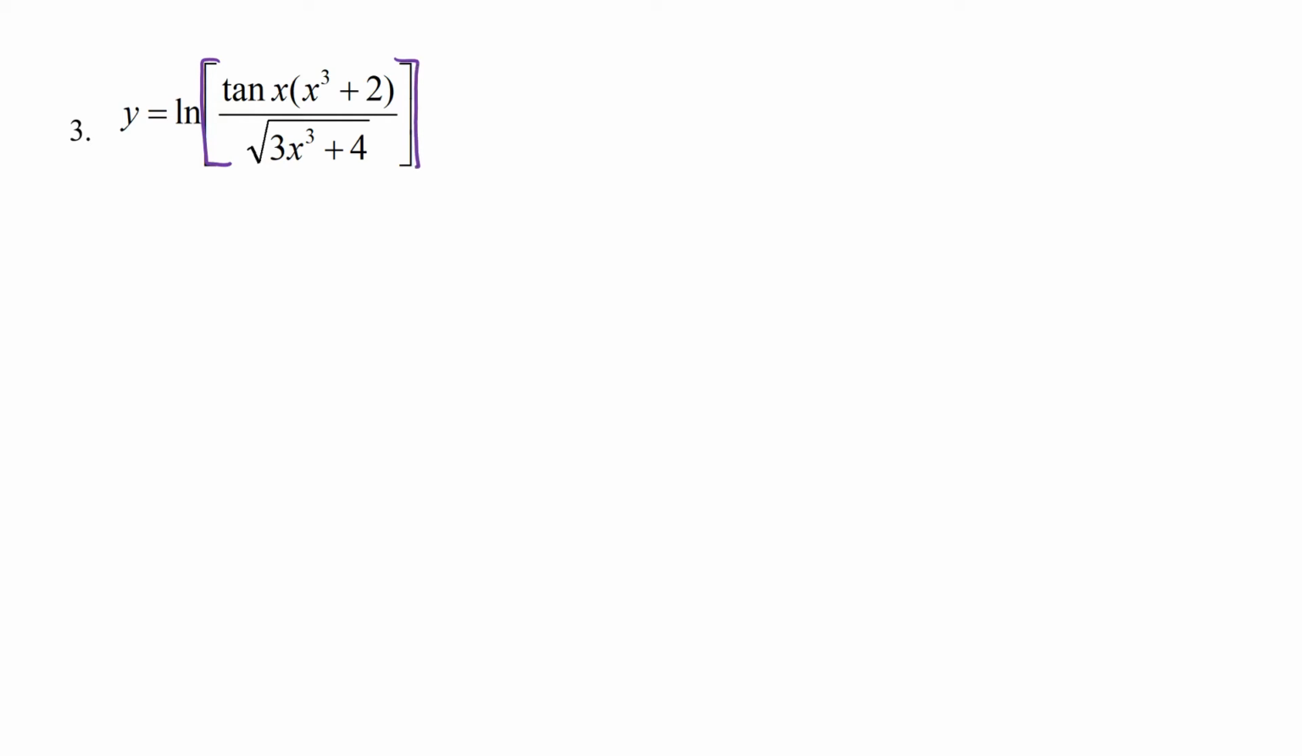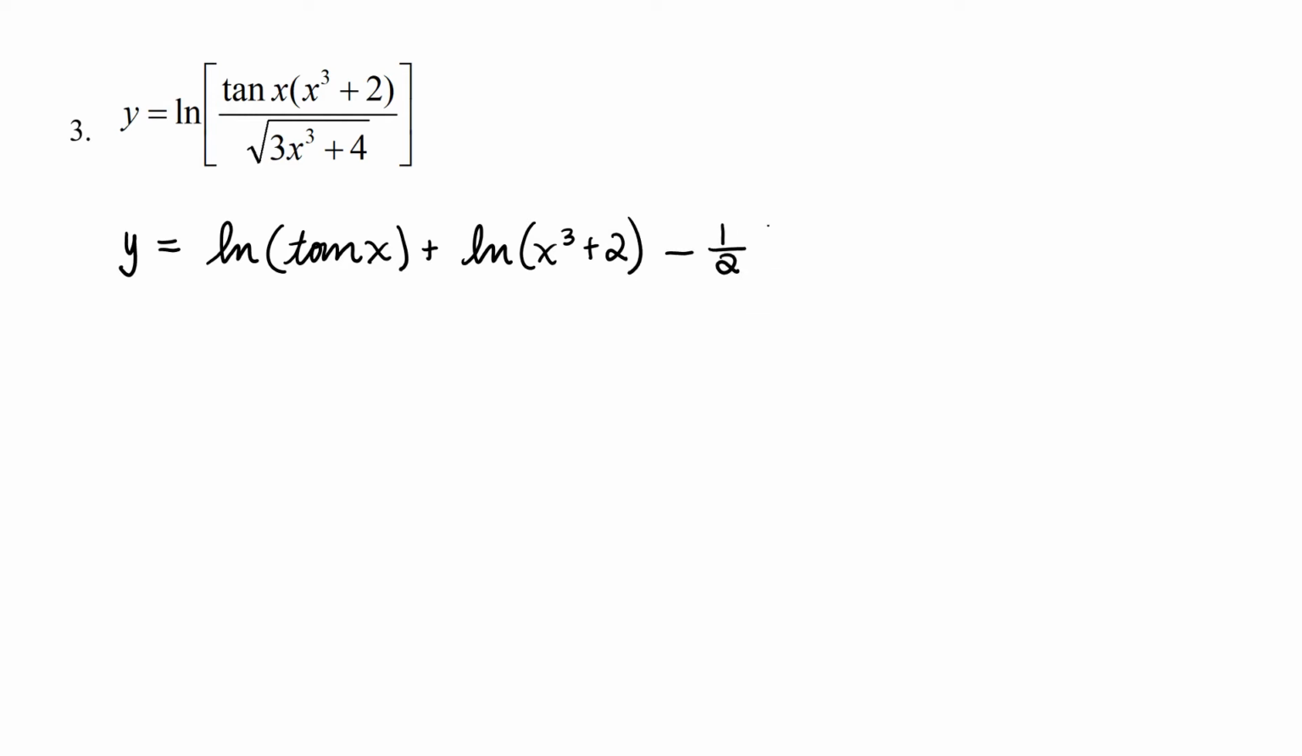This whole mess is inside that ln, so we can use our logarithmic properties to simplify it a bit. So we have y is equal to the natural log of tangent x plus the natural log of x cubed plus 2 minus 1/2 the natural log of 3x cubed plus 4. So I just used log properties to simplify that. And you want to be able to go from here to here just as quickly as I did.